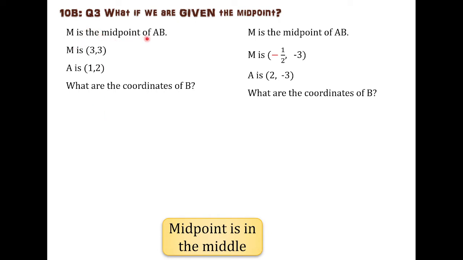M is the midpoint of AB. The two ends of this line segment, one endpoint is A and the other endpoint is B. M is in the middle. That's why it is a midpoint. So let's write our first point, A. A is 1, 2. The point that's in the middle of A and B, in other words, it's halfway between A and B, is M. And M is 3, 3.